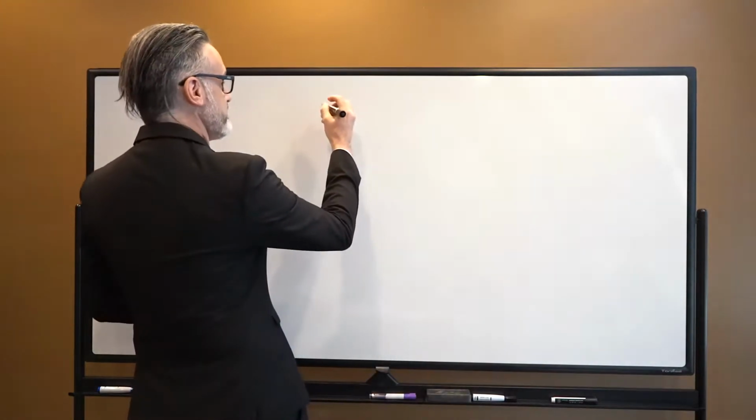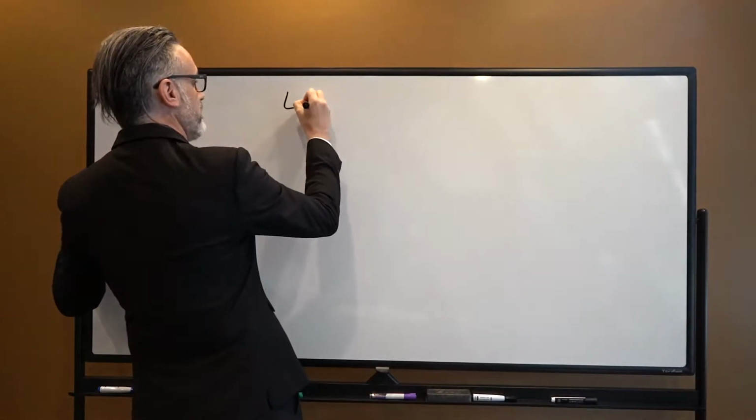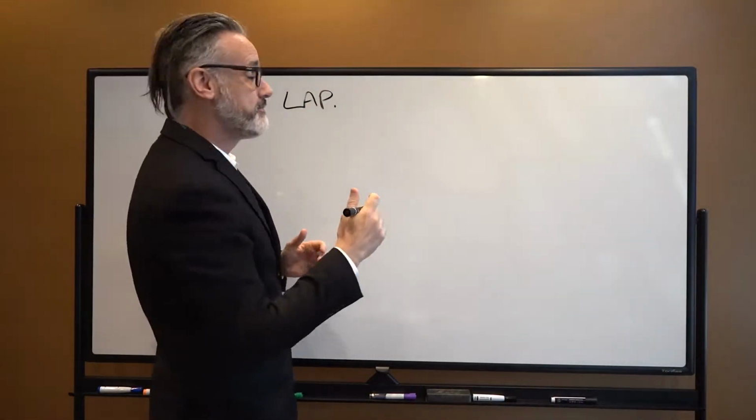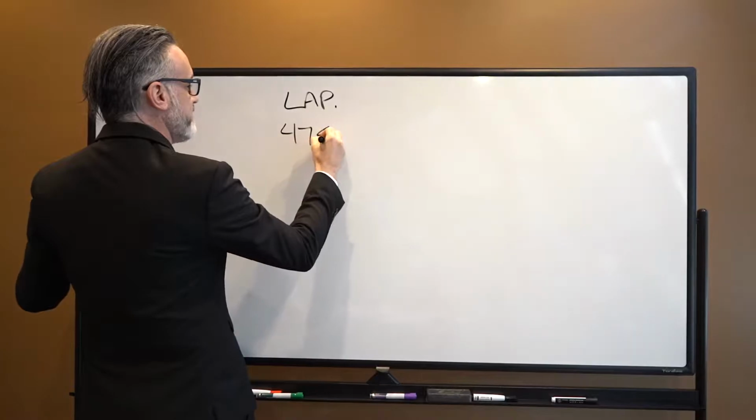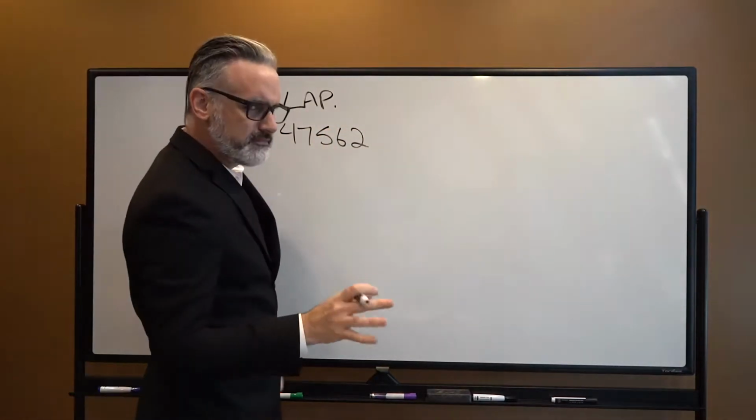So as far as the coding, we have 47562 as the parent code. And I'll just put LAP for laparoscopically. So 47562. Now with that code, laparoscopic surgical cholecystectomy. So that's all that we're doing. So the provider puts the scope in, and then they're using the camera to actually remove the gallbladder itself.